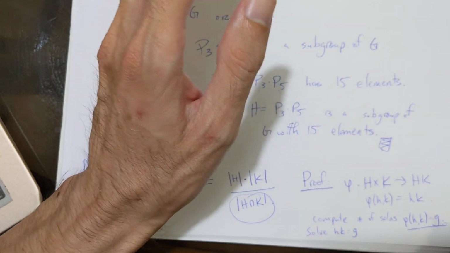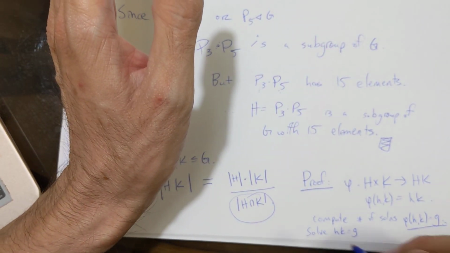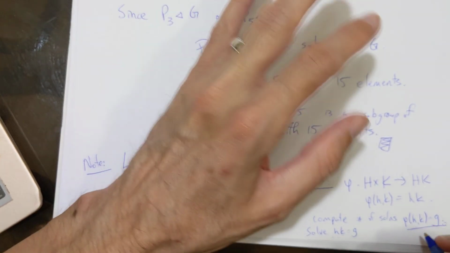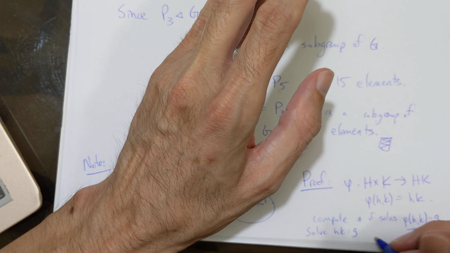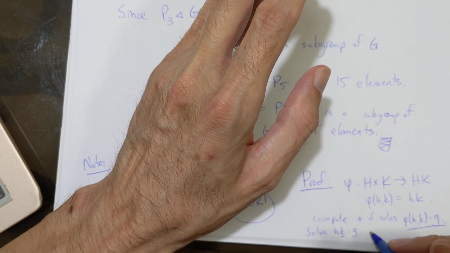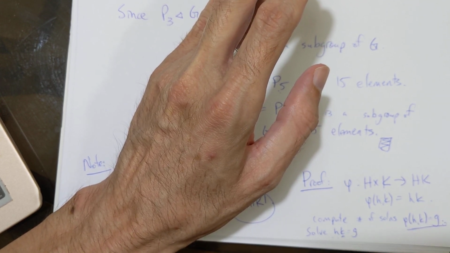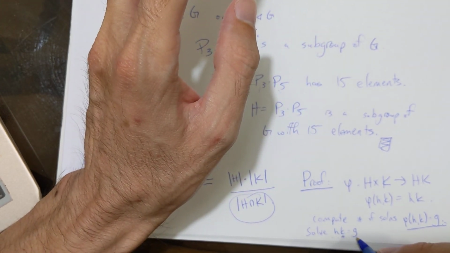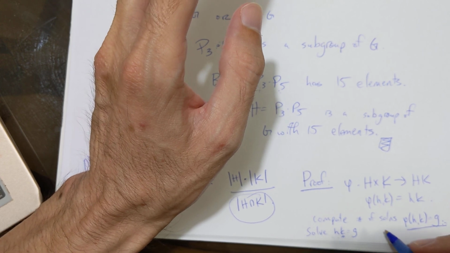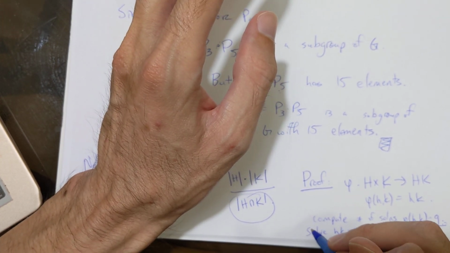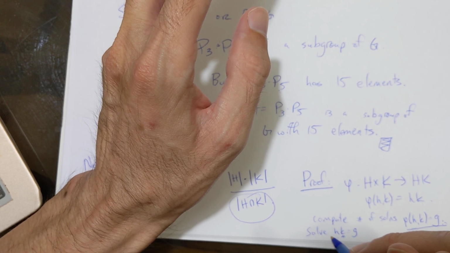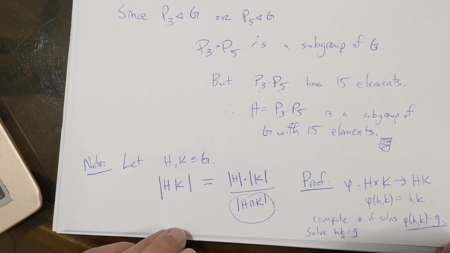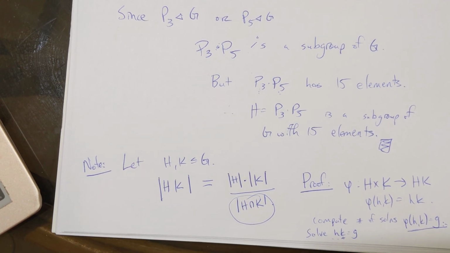So you basically solve hk equals g for h and k. Like fix k, that tells you uniquely what h is, but only under certain conditions. I guess I didn't even want to do this proof, but maybe think about it if you want, or don't. It's up to you.